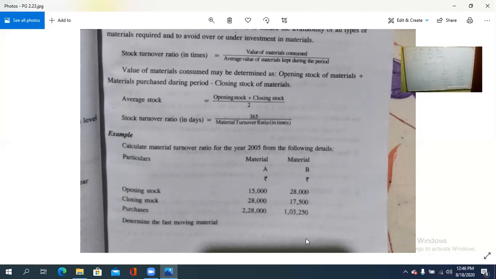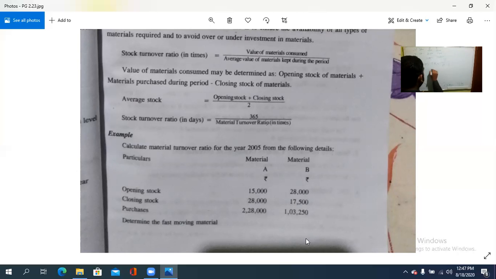What is the formula for calculating? Average inventory we will calculate later. Value of the material consumed is calculated as opening stock plus purchases minus closing stock. So we got it. A is 2,15,000 and B is 113,750. Then next we need to calculate the average inventory for A and B.